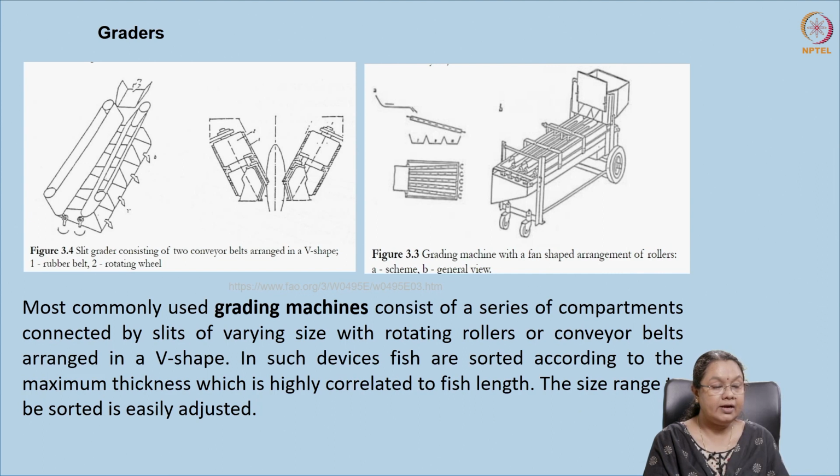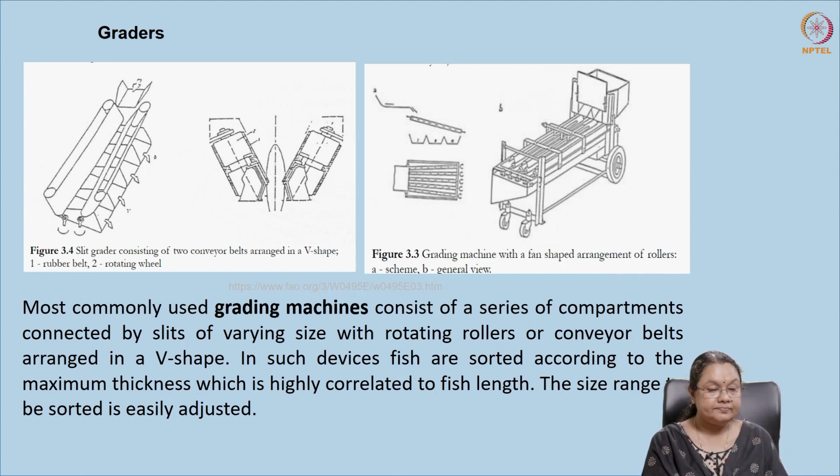Then we have grading machines. There is a series of compartments which are connected by slits of varying sizes, and with the help of rotating rollers or conveyor belts, different products are graded. They are passed through these compartments, and usually the grading is done according to thickness, and the thickness and length are correlated together. A particular size of fish or length of fish will have a particular thickness. So that is taken as a standardized thing, and based on that the grading is done for the fish.